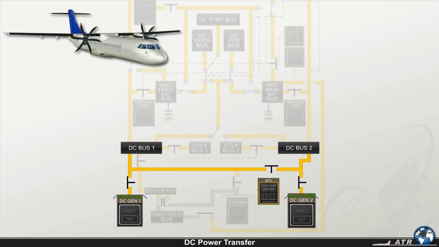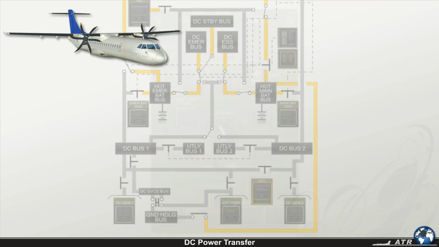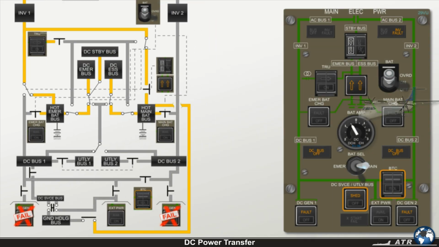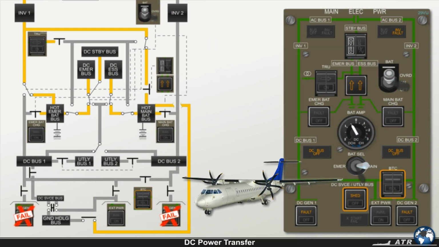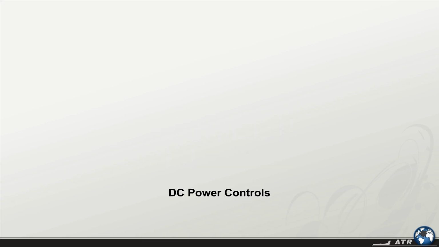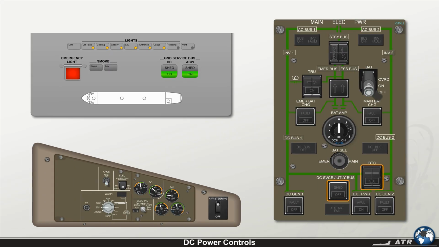In flight, when one of the starter generators fails, the bus tie contactor automatically closes, and thus the entire DC network is provided with electrical power from the remaining DC generator. DC power transfer on ground works the same as in flight, as long as no ground external power is connected to the aircraft. In this chapter, you'll learn about the controls and indications for the DC electrical power.